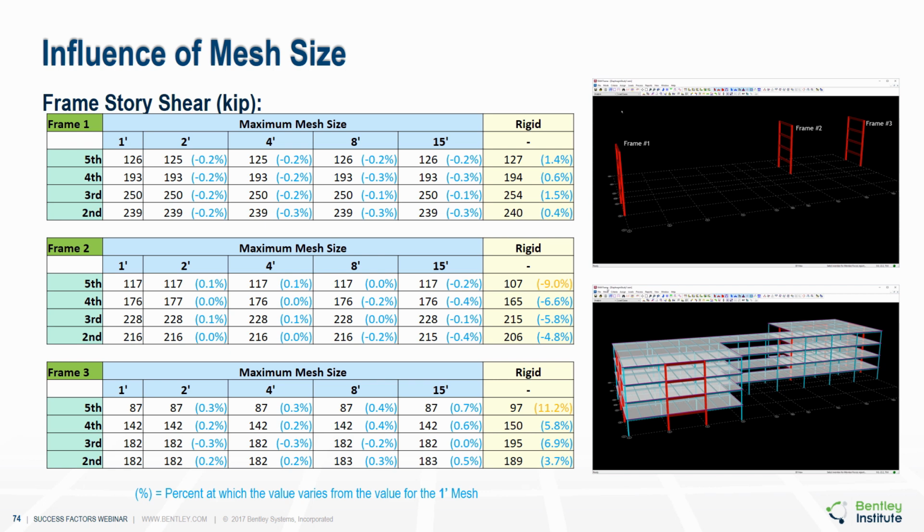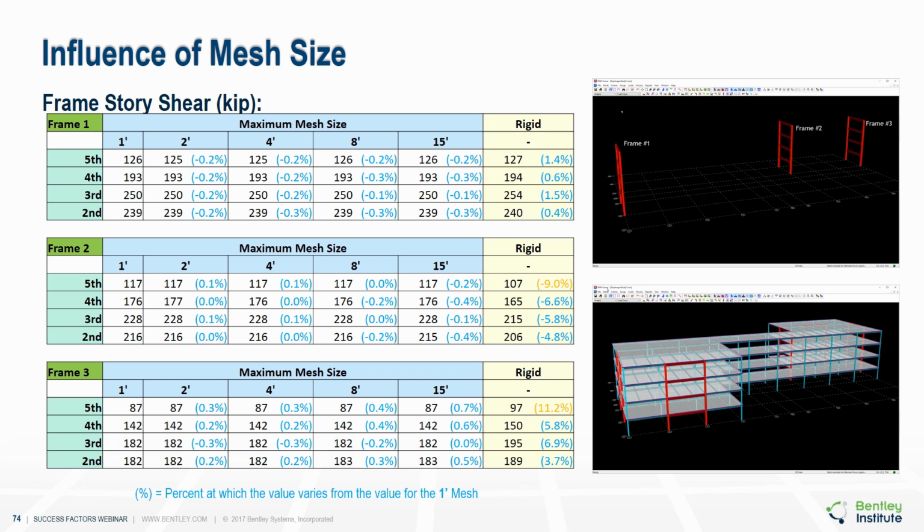If we compare the results of the 1-foot mesh to each of the other mesh results, what you see in blue there is how much the difference was. And as you can see, the difference is all less than 1%, less than 0.7%, whether the mesh is a 1-foot mesh or a 15-foot mesh.